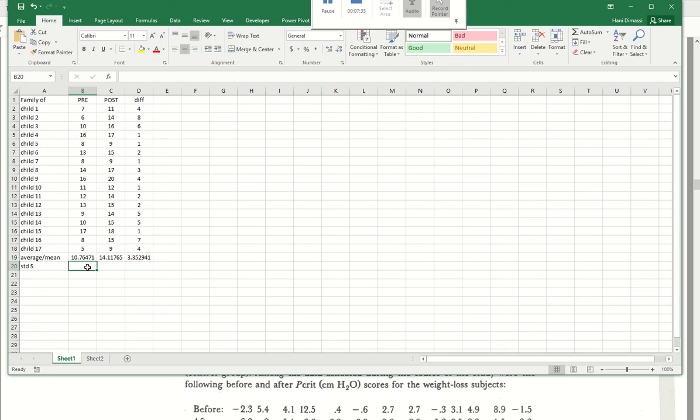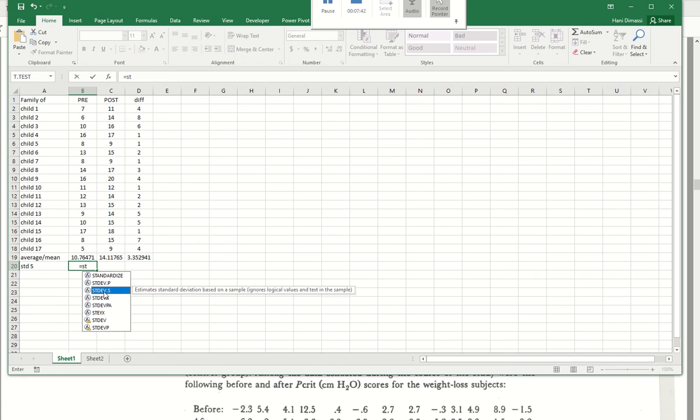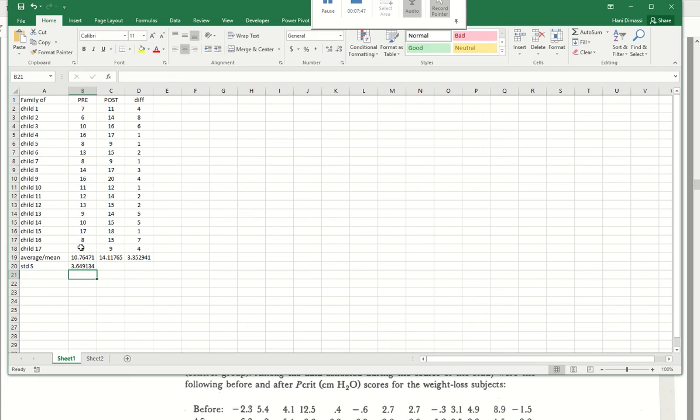What about the standard deviation? Again, there's a formula. You just type in standard and pick the standard deviation with an S. It's for the sample, not a population. And again, we're going to pick the 17 values. So the standard deviation was 3.65 before to 3.22 after, and for the differences, it's 2.26. Of note, you cannot take the difference of the standard deviations to get the standard deviation of the differences. For the average, you can, okay?